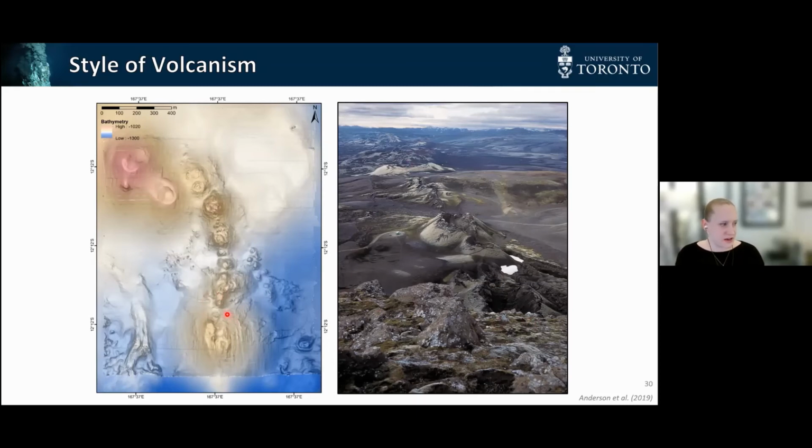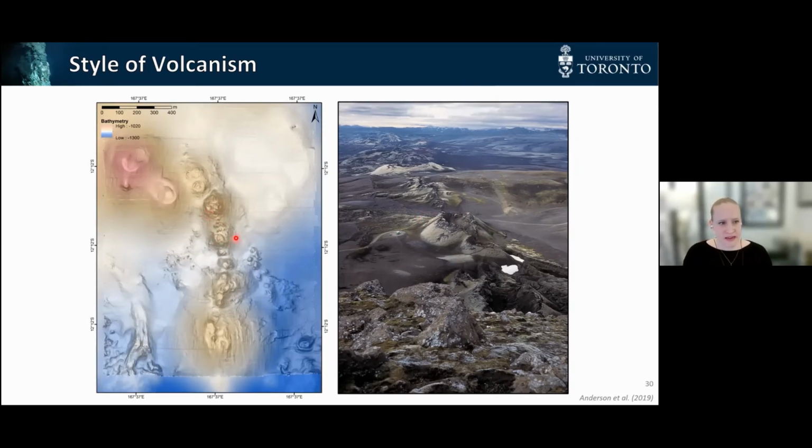So we are at over 1,000 meters water depth. And yes, we can get explosive volcanism at this water depth. The only difference is that the diameters of these cones are a little bit smaller than the diameters of these cones because our fragments don't disperse as much. So again, now we can start to look at the geology.